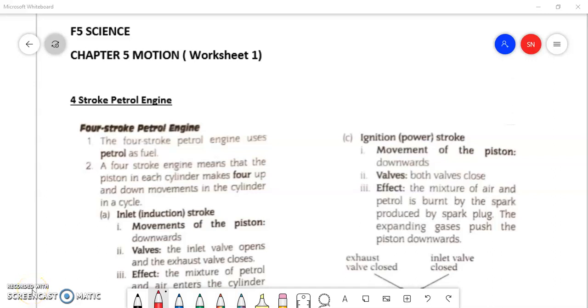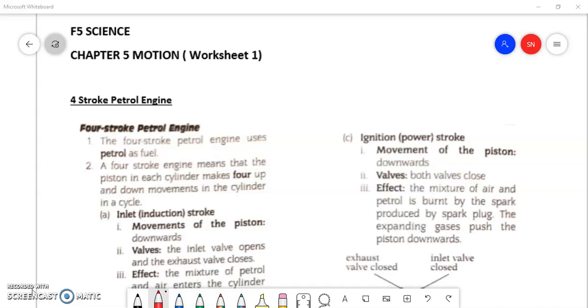Okay, hi all. So we are going to look into a new chapter, chapter 5, which is motion. Today I'll be covering worksheet 1. This worksheet I've actually given to you all probably a week ago. So we'll resume with this chapter.